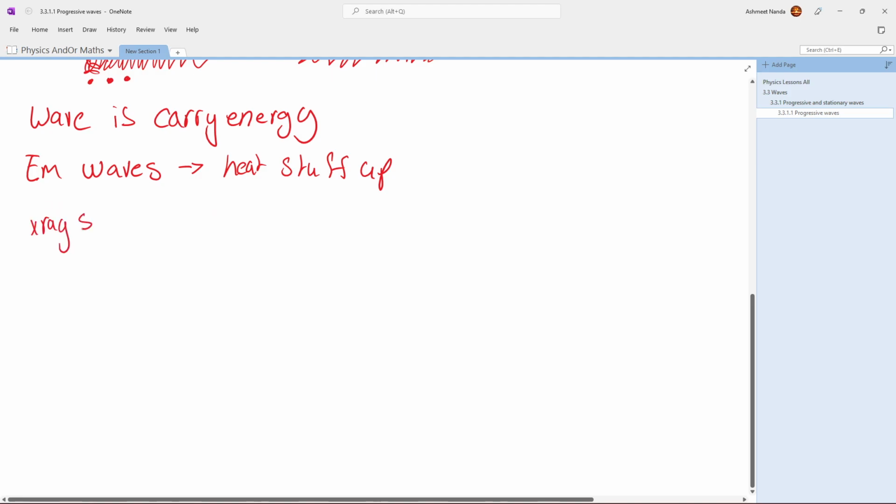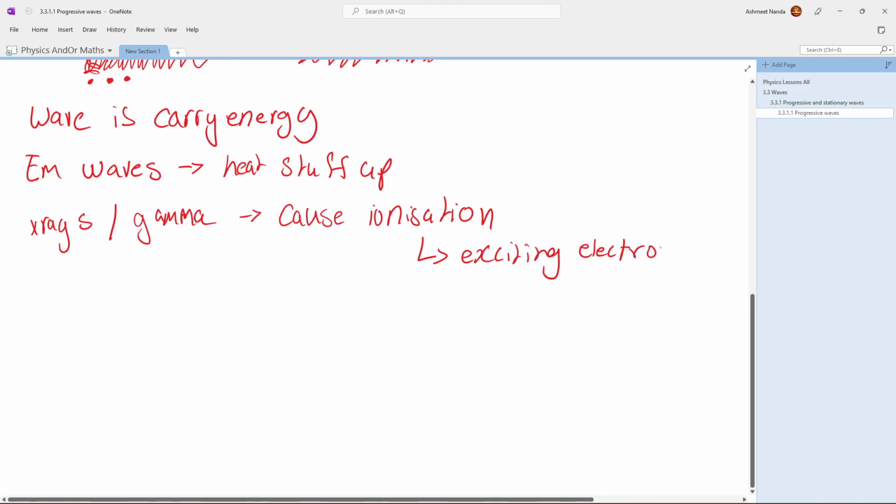X-rays and gamma rays can cause ionization. Now, if it is able to cause ionization, that means it's exciting electrons. And of course, if it's exciting electrons, it means that the electrons gain energy. So, of course, it has to carry energy. There are more examples. I will go through all of them actually. Why not? We have the time.